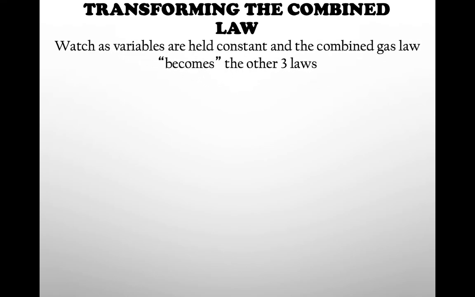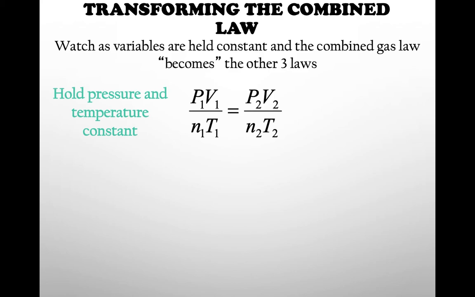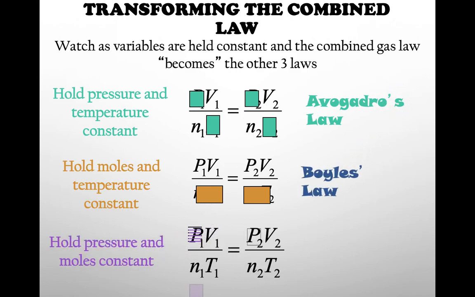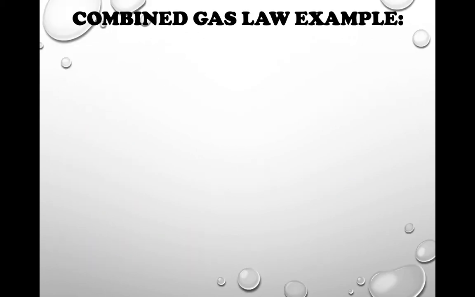And so if we take that and apply it, the combined gas law turns into the other three laws. For example, if pressure and temperature are held constant, then we get to ignore them. And what are we left with? Avogadro's law. Likewise, if temperature and the number of moles is held constant, then we get to ignore them and we get Boyle's law. And last, if we hold pressure and moles constant, we get Charles's law. So the combined gas law can help us to arrive at all of these other laws.